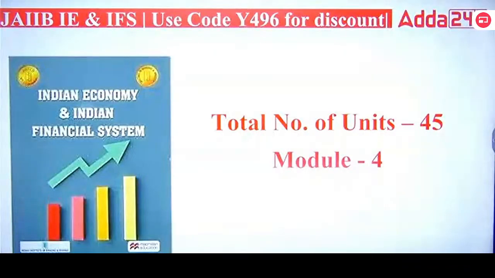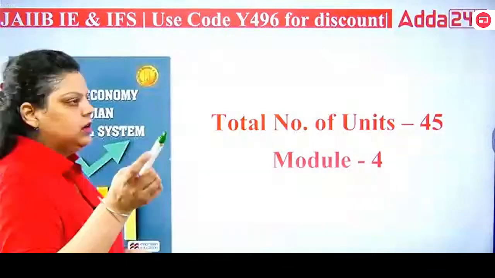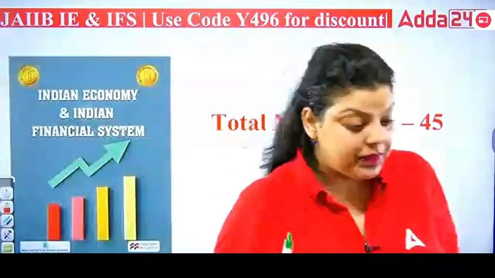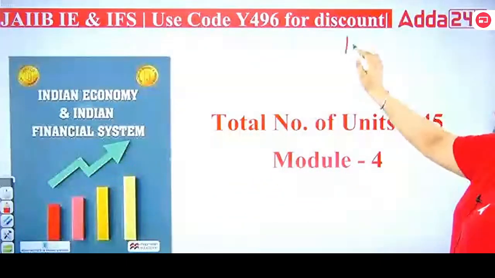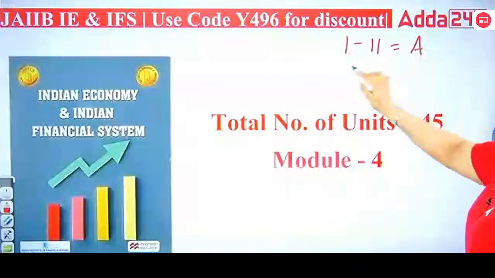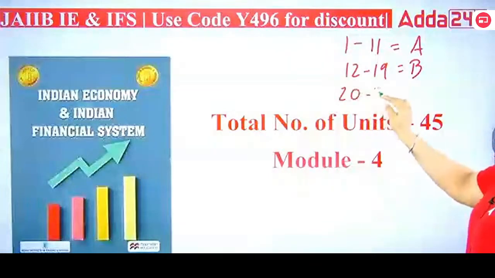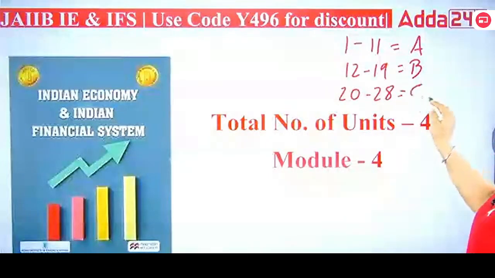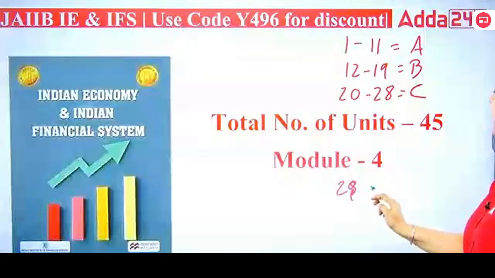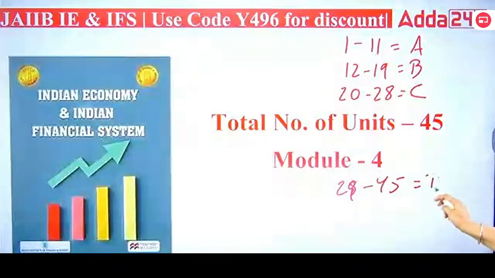4 modules cover your 45 units. Okay, they are covering your 45 units in the 4 modules. And if I talk about module wise, module A has only 11 units. 1 to 11 we have module A, 12 to 19 we have module B, 20 to 28 we have module C, and 29 to 45 we have module D.